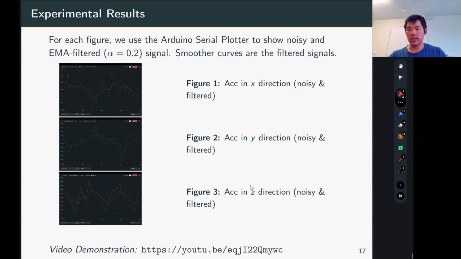So here are the results. We're just taking the accelerometer, in this case in the x direction, and then we have the noisy and filtered signals, and then the y direction noisy and filtered. As we can see, the filtered signals are much smoother compared to the noisy ones, and we can see that here in all three. And then let's take a look at the video demonstration really quick.